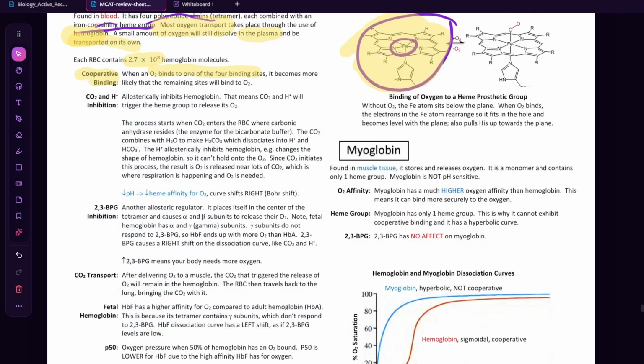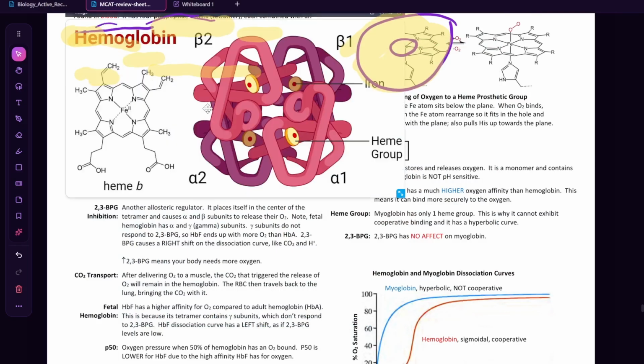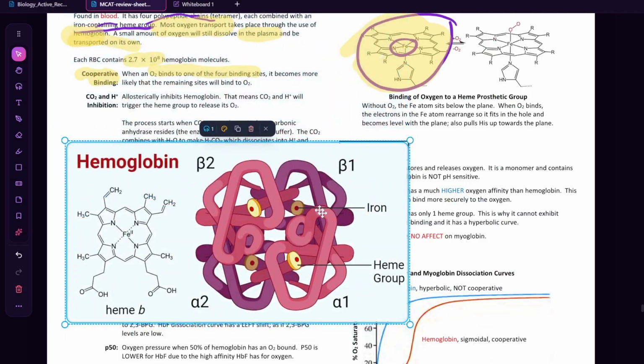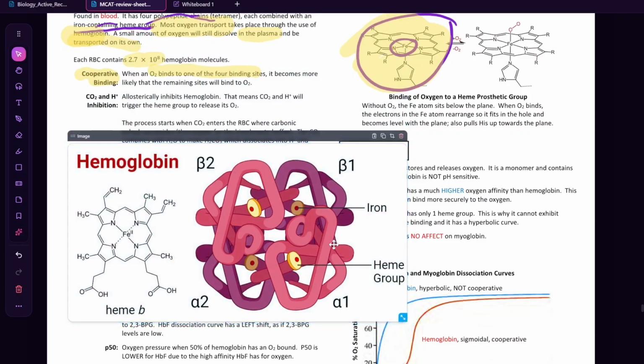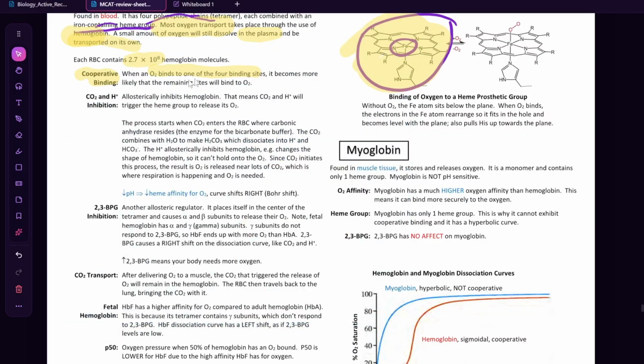There are other images, lots of them, and each site can have a name as well. So this is a good picture. Okay, and so you have cooperative binding, where basically once the O2 binds to one of the 4 binding sites, it becomes more likely that the remaining sites will also bind, so it increases that. So that's why we call it cooperative binding. And then for CO2 and H plus inhibition, it allosterically inhibits hemoglobin. That means CO2 and H plus will trigger the heme group to then release its O2.